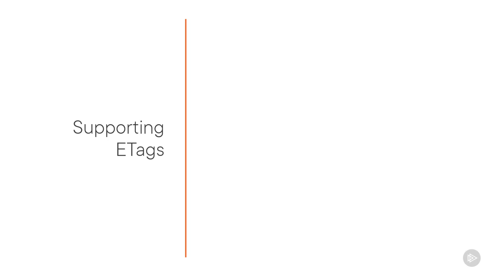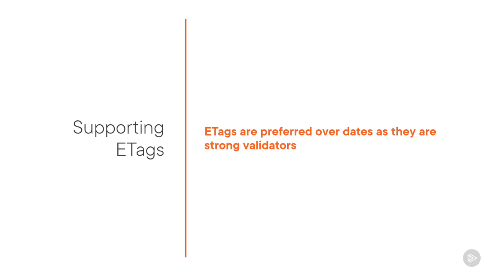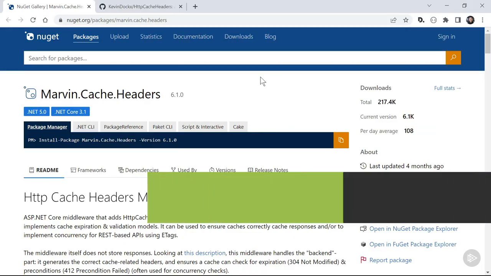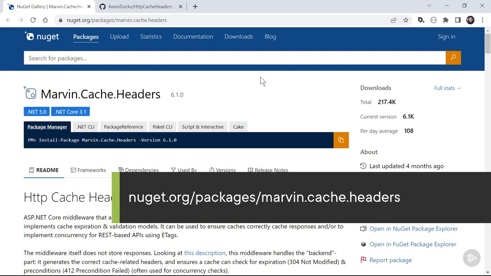As we learned in the previous module, the validation model requires a validator. Dates are weak validators, ETags are strong validators. Such a strong validator is preferred over a weak one. The response cache attribute doesn't generate those, so we need another component that will. To make our lives a bit easier, I created such a component. It's named marvin.cache.headers. You can find it on NuGet and on GitHub.